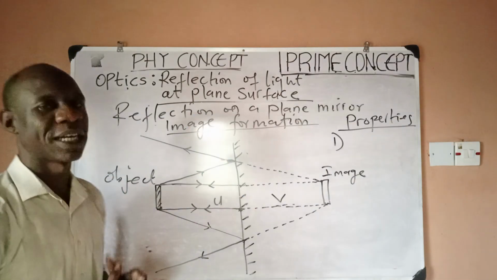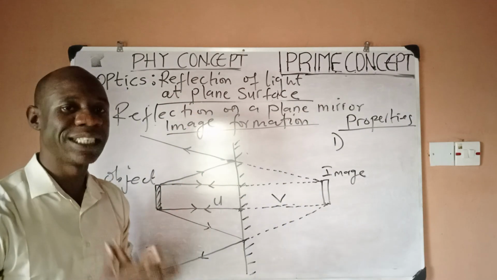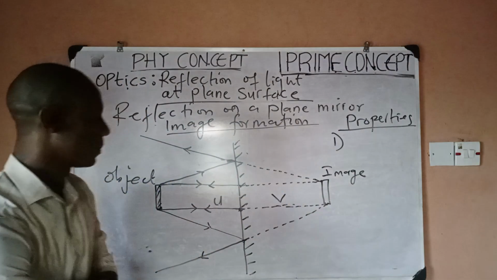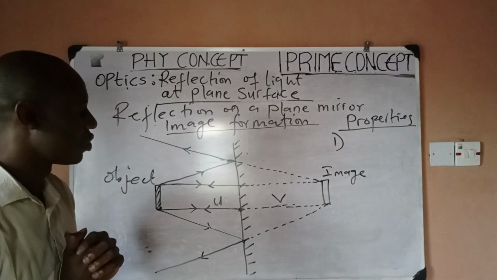So number 3 property is that the images formed by a plane mirror are always virtual. They are always what? Virtual. So that is number 3 property you should note, right? Then what is the next property you should note?